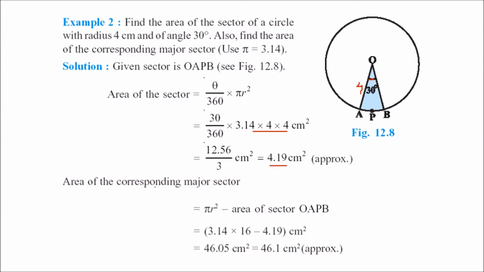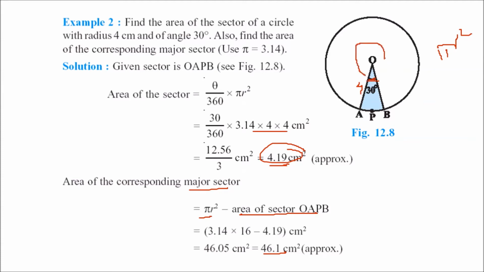And the area of the corresponding major sector will be what? The whole complete area is what? Pi r square. So if we subtract this 4.19 from pi r square, we get the corresponding major sector. So just pi r square minus the area of sector OAPB, this one, we get 46.1, that is the area of the major sector.